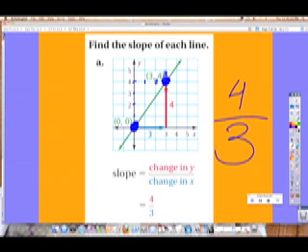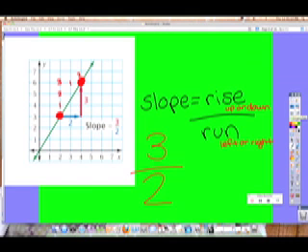Okay, let's go back and check. What kind of slope was this one? Positive, negative, 0, undefined? Positive. Did we get a positive answer? Yes, we did. It matches. It's supposed to correlate. We should get a positive answer for positive slopes and a negative answer for negative slopes. That's why they're called that, okay?